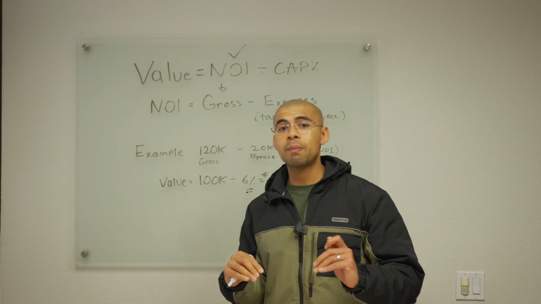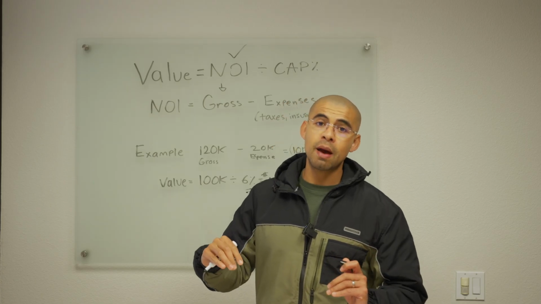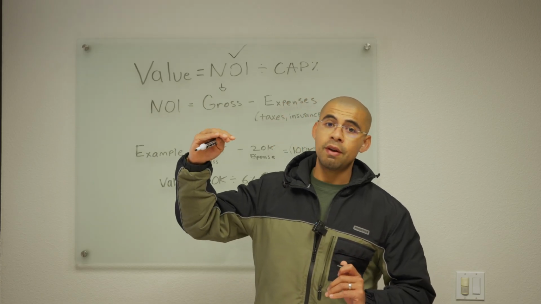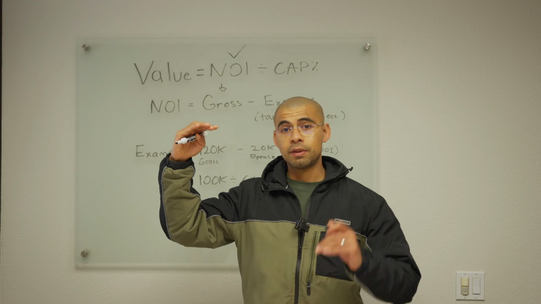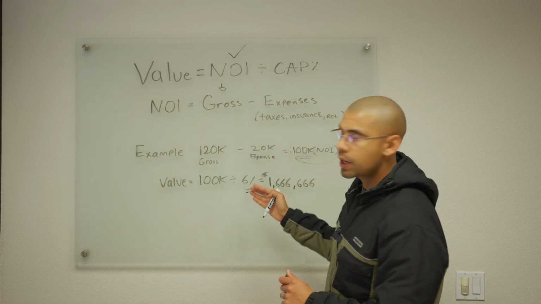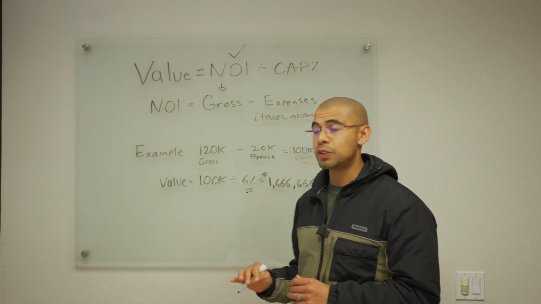There is a correlation between how low the cap rate is and the value. So the lower the cap rate, the higher the value, and vice versa. The higher the cap rate, the lower the value. And we'll run an example of how the cap rates really do fluctuate the price.